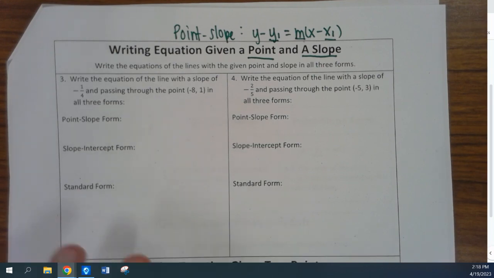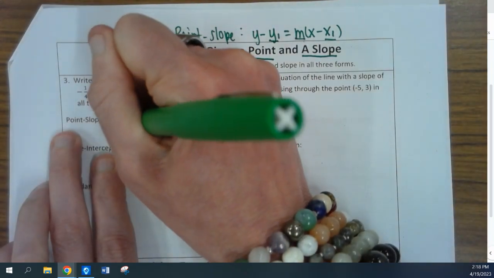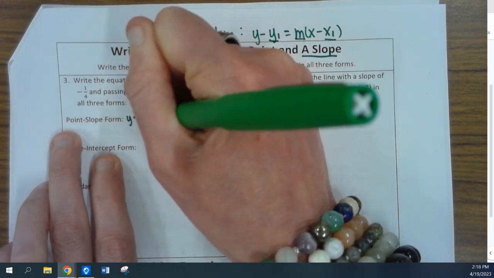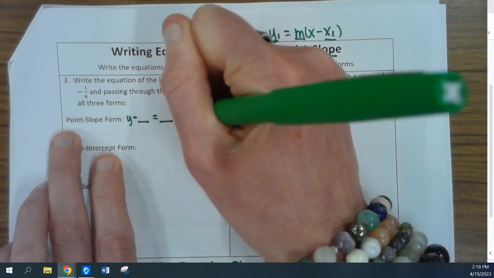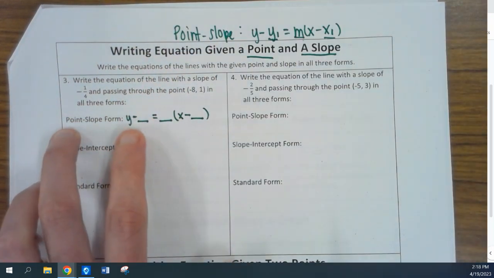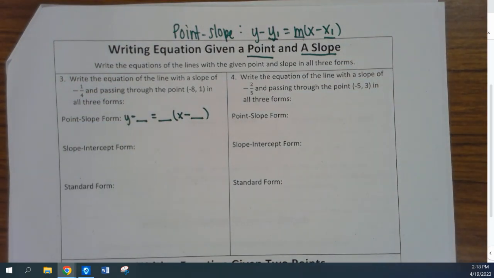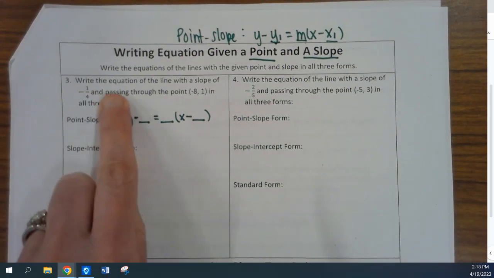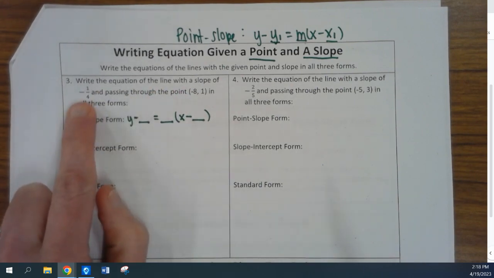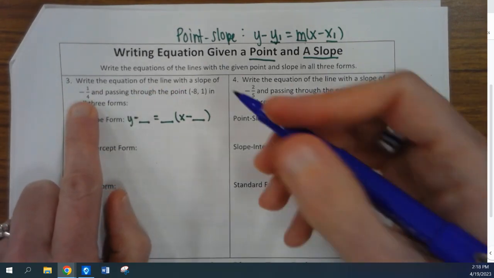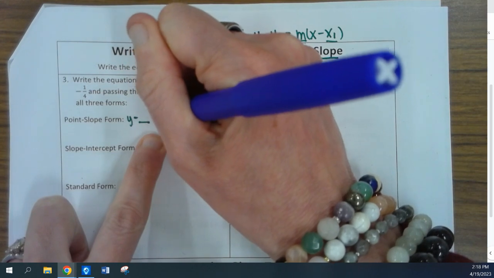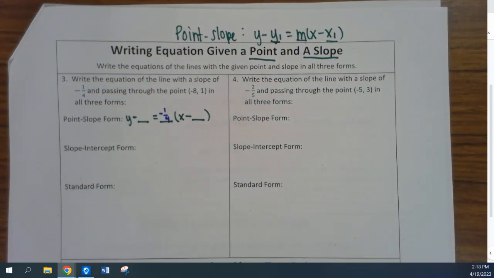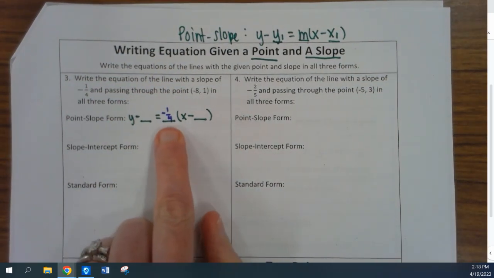So whenever I'm working with point-slope form, I always say it's y minus blank equals blank parentheses x minus blank. And I'm going to fill in those blanks in that point-slope form with my values from my point and my values from my slope. So as I'm reading this problem here, it says write the equation of the line with a slope of -1/4. So that's going to go where my m should go in my formula, right in front of the parentheses. That's my slope.